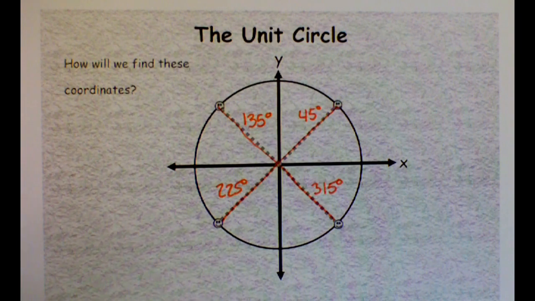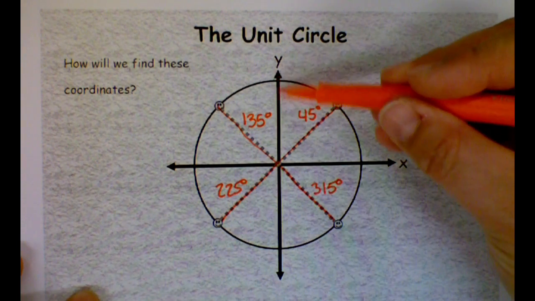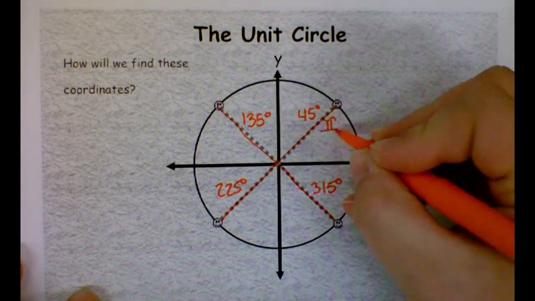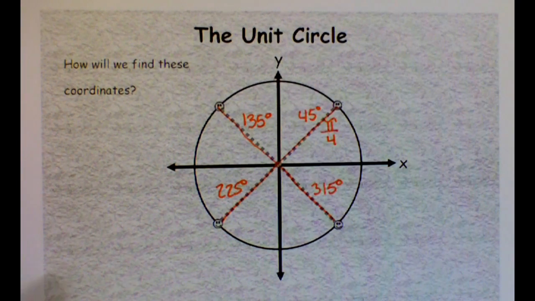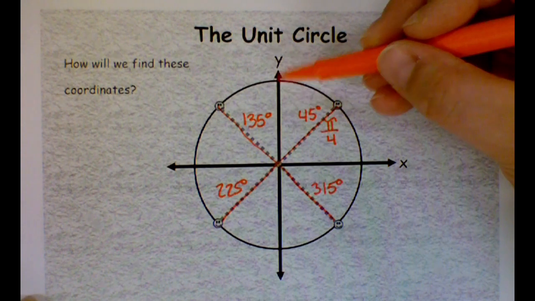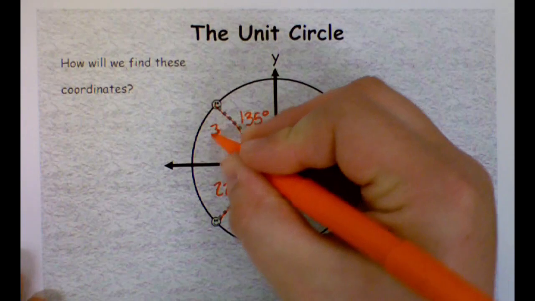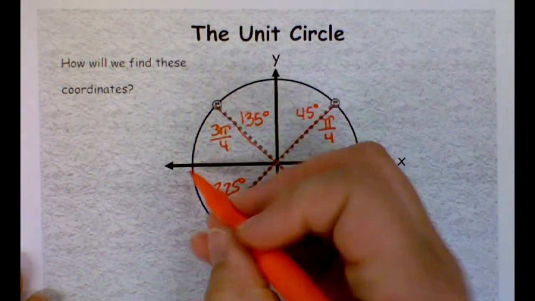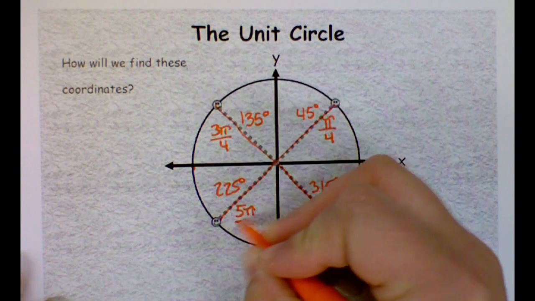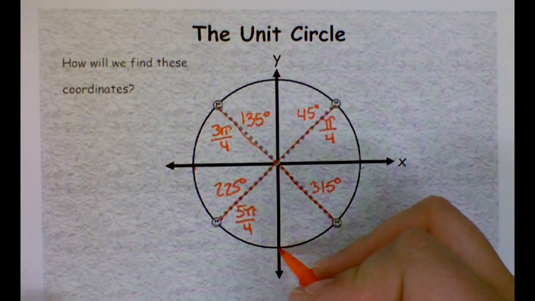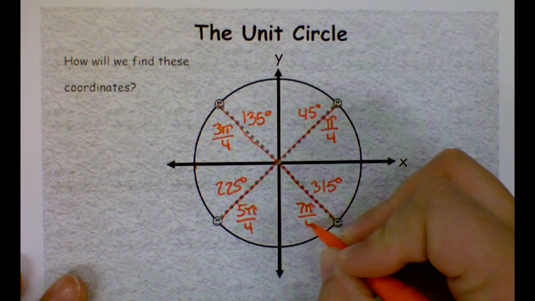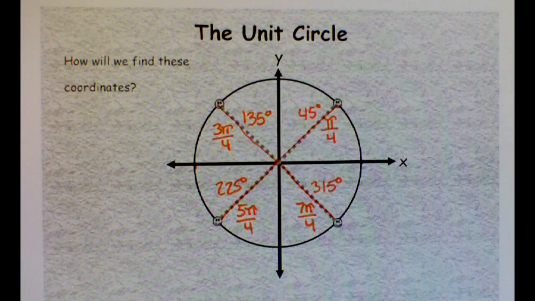To convert, we can also remember that this is pi over 2. Half of that would be pi over 4. And we're counting by pi over 4 in radians. Pi over 4, 2 pi over 4, better known as pi over 2. 3 pi over 4. 4 pi over 4, better known as pi. 5 pi over 4. 6 pi over 4, better known as 3 pi over 2. 7 pi over 4. 8 pi over 4, or 2 pi.